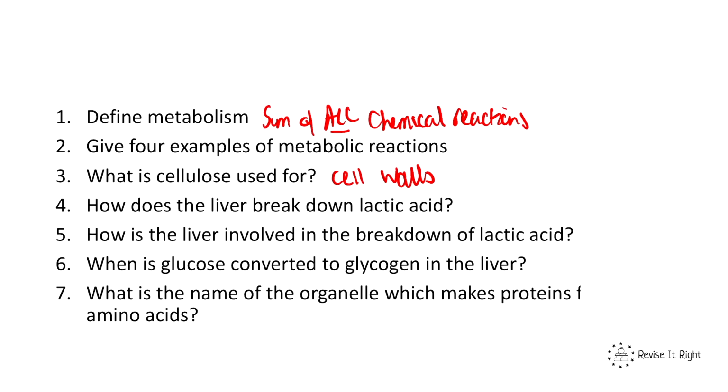When is glucose converted to glycogen in the liver? That is when the glucose is not needed for respiration. And question 7, what is the name of the organelle which makes proteins from amino acids? It is the ribosomes. So we've now looked at metabolism and what metabolism is and some examples of that, and then how the liver is involved in the breaking down of lactic acid.